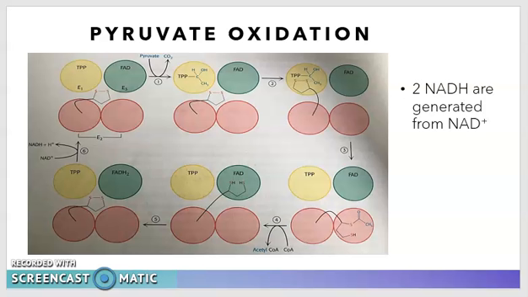Our second stage is pyruvate oxidation. Each pyruvate from glycolysis goes into the mitochondrial matrix. There, it's converted into a 2-carbon molecule bound to coenzyme A, known as acetyl-CoA. Carbon dioxide is released and NADH is generated.